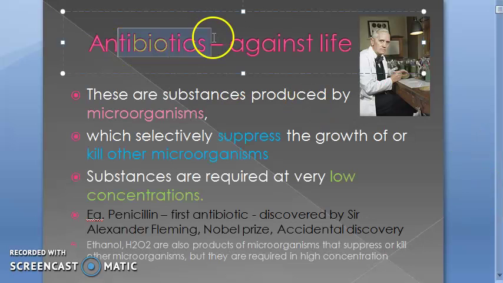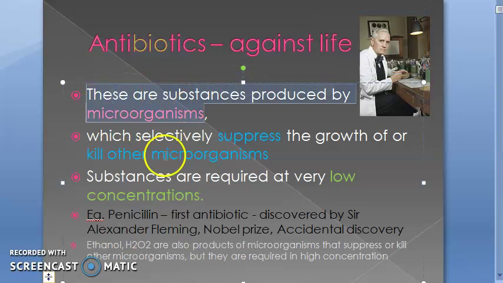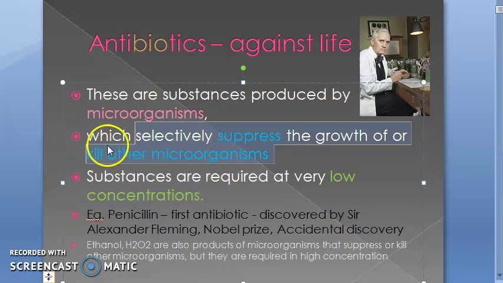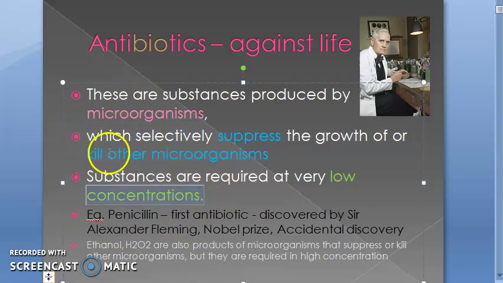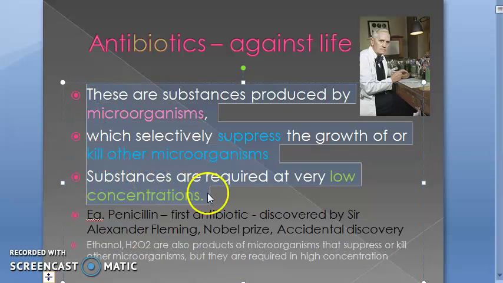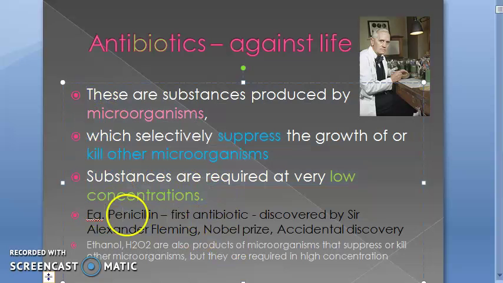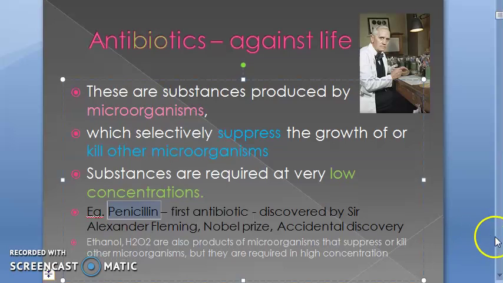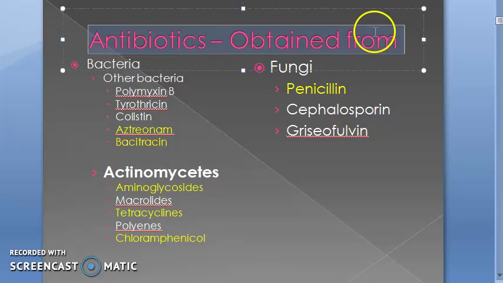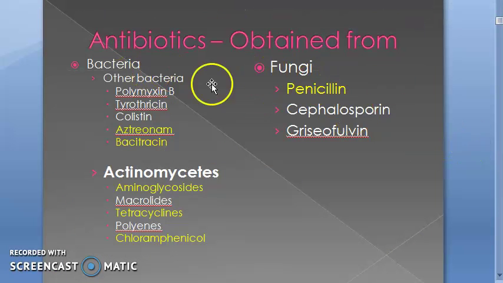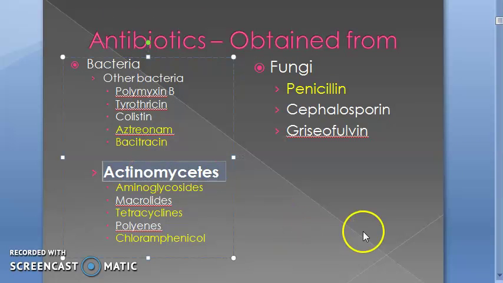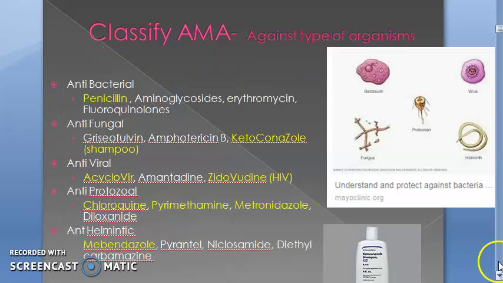First, let us see what antibiotics we have seen, okay? We have already seen. So antibiotics are nothing but substances produced by microorganisms which can selectively suppress or kill other microorganisms even if the antibiotic is present in low concentration. Okay, example is penicillin, discovered by Sir Alexander Fleming. Antibiotics can be obtained from bacteria or fungi. Bacteria like actinomycetes will give you aminoglycosides, tetracyclines and chloramphenicol.